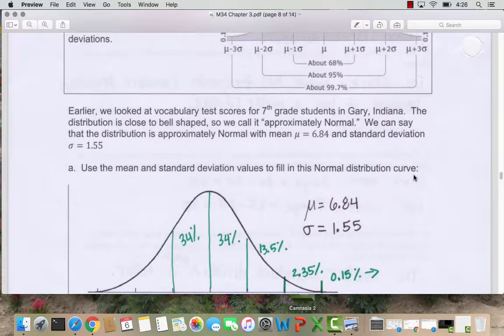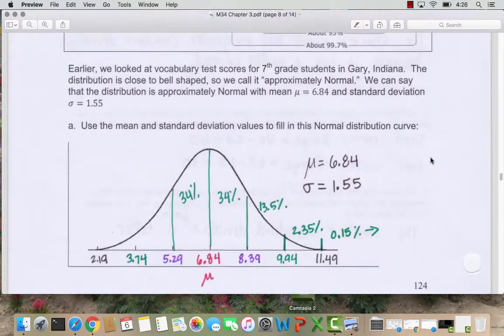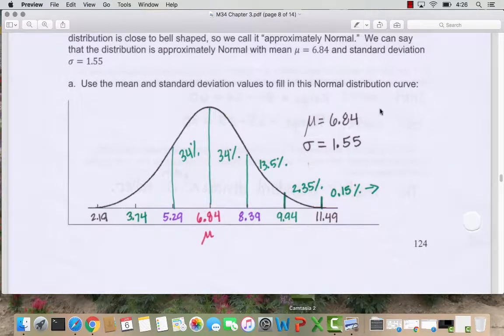So let's fill in a normal distribution for the test we looked at from students in Gary, Indiana. Here the mean is 6.84 on that test and the standard deviation is 1.55. So using that fact, we put 6.84 here in the center for our mean, and then we come up adding 1.55, add another 1.55, add another 1.55, and then we subtract 1.55 to go down to fill in the distribution curve.